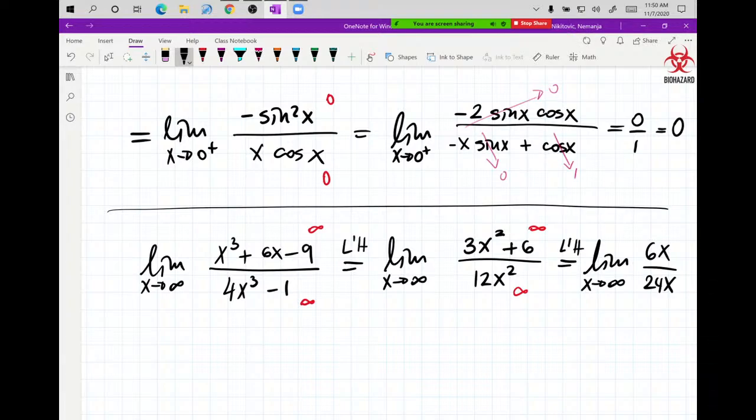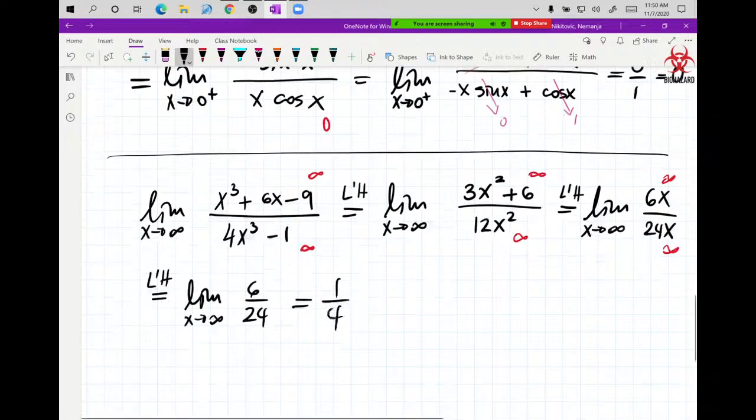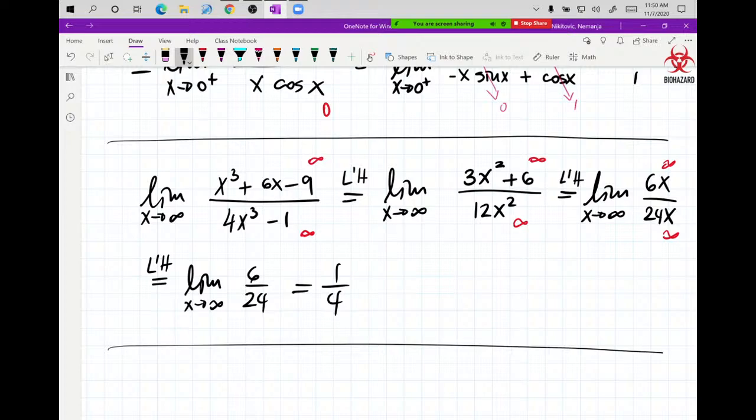Okay, I still have infinity over infinity because I have this 6 times x and 24 times x. So now I can use L'Hopital rule again. This is the third time that I'm using it, and it's 6 over 24. Well, that's 1/4.